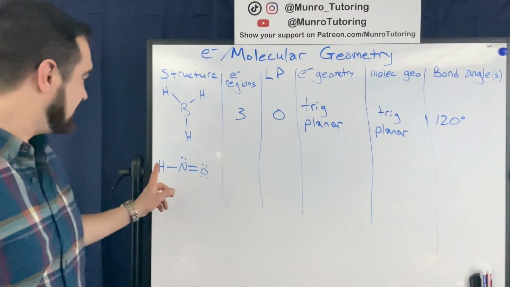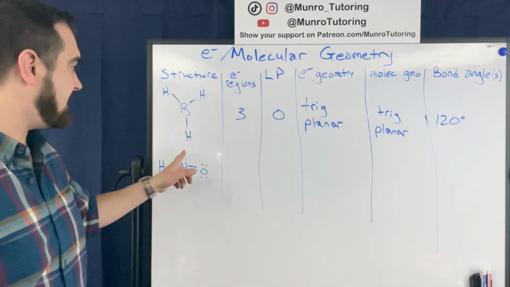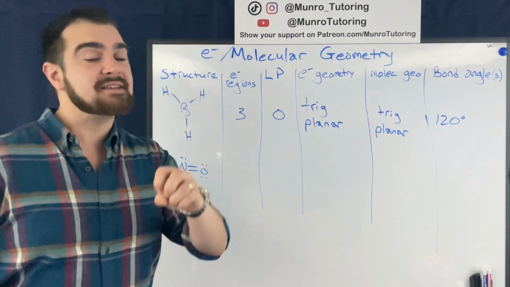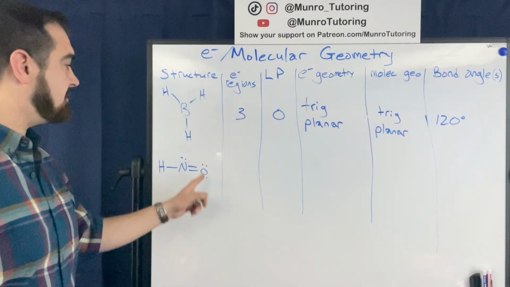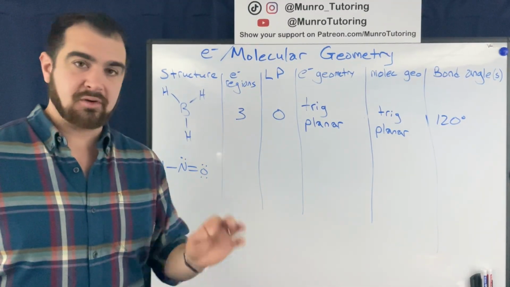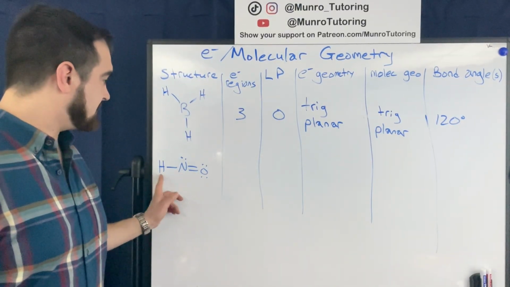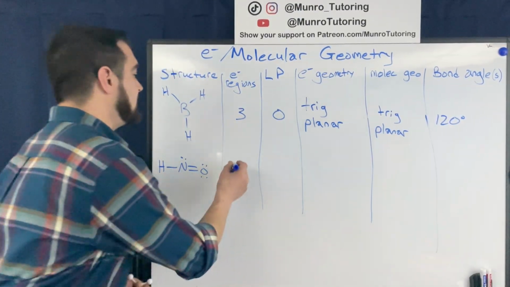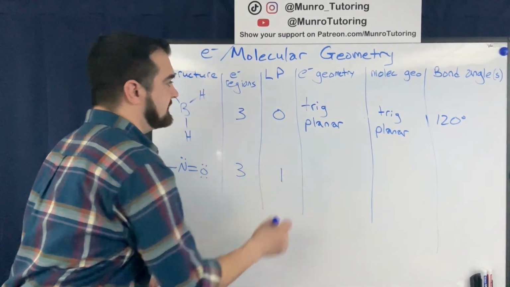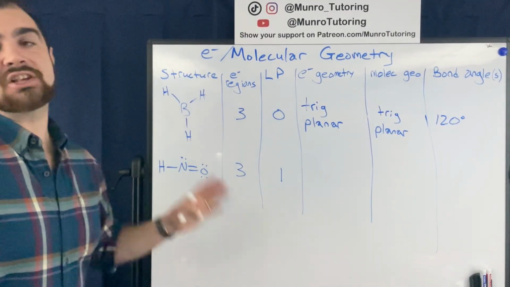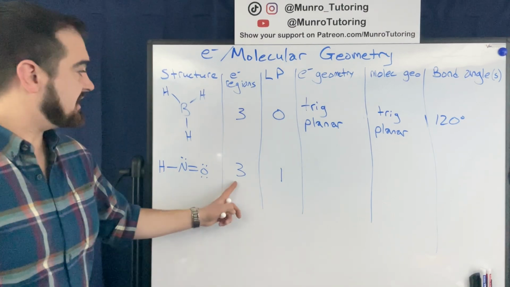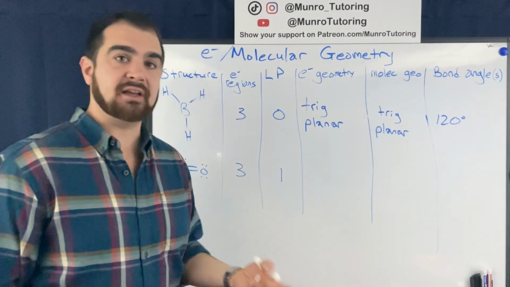And there's 1 atom here, 1 atom there, and the lone pair, all on the central atom. Lone pairs on outer atoms do not affect this. We're talking about the geometry of the central atom. And so there are 3 electron regions. One of those regions is a lone pair. And so the electron geometry, since there are 3 electron regions, is going to be trigonal planar again.